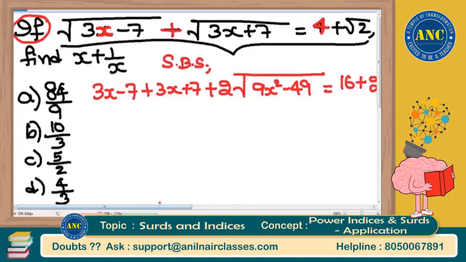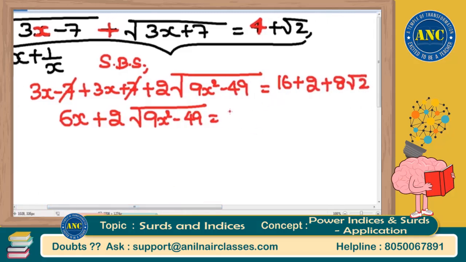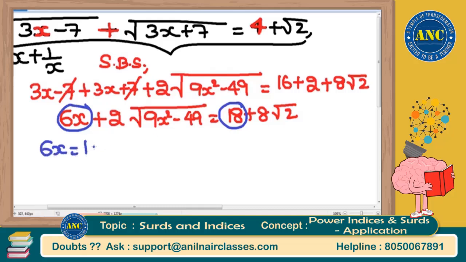Now if I compare it, minus 7 plus 7 cancels, 3x plus 3x is 6x. 6x is plus 2 root of 9x square minus 49. Here the right hand side will be 16 plus 2 is 18, plus 8 root 2. If I compare non-surd with non-surd on the right hand side and left hand side, 6x is equal to 18. X value I got is 3, right?